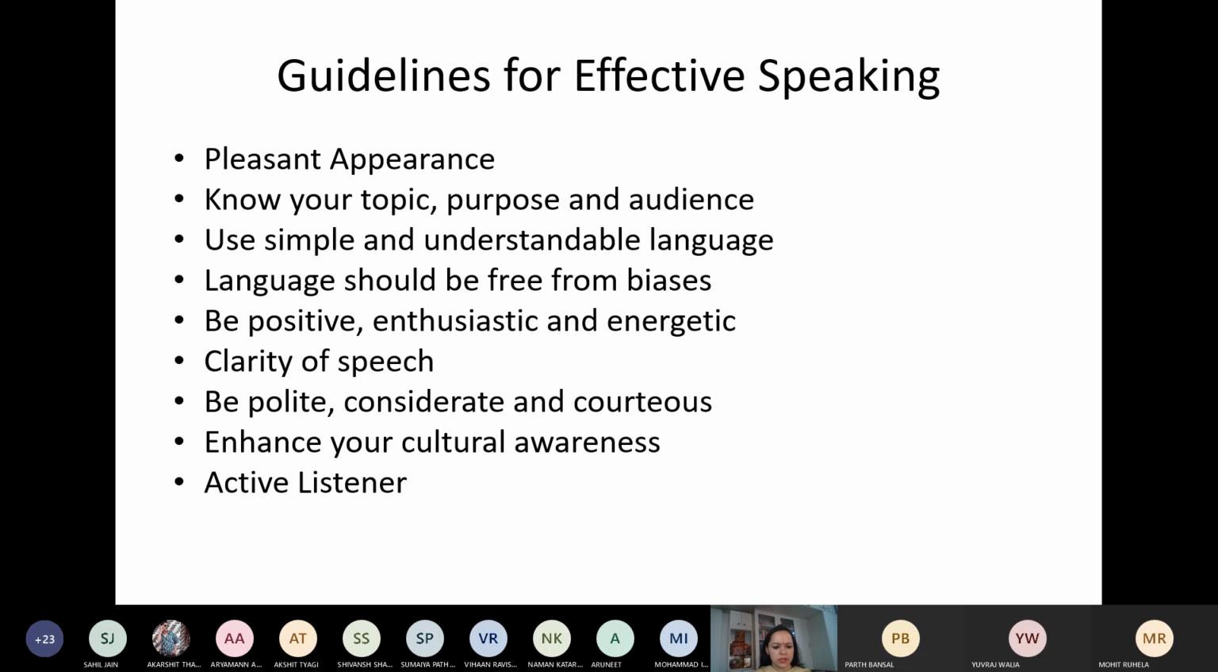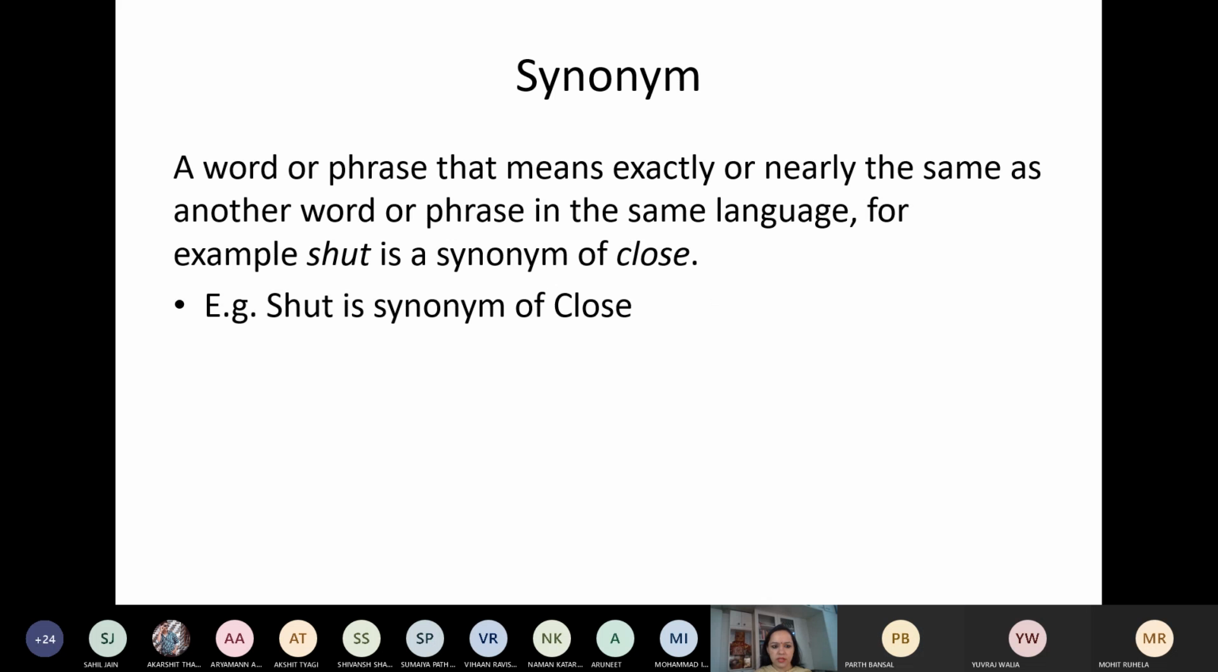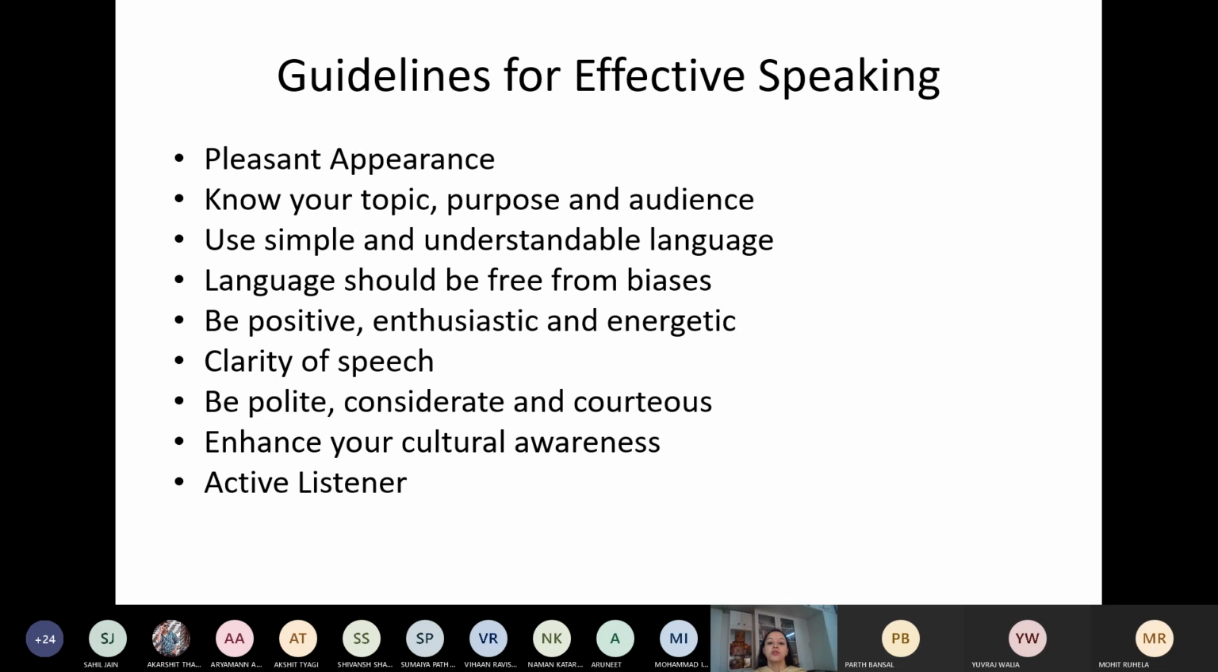So the last, I think this is, yes. Guidelines of effective speaking was the last slide that I had to discuss with you. Yesterday we had discussed the characteristics of effective speaking and what are the factors involved in speaking: language, context, situation, environment. All these things have an impact on our speech, right?